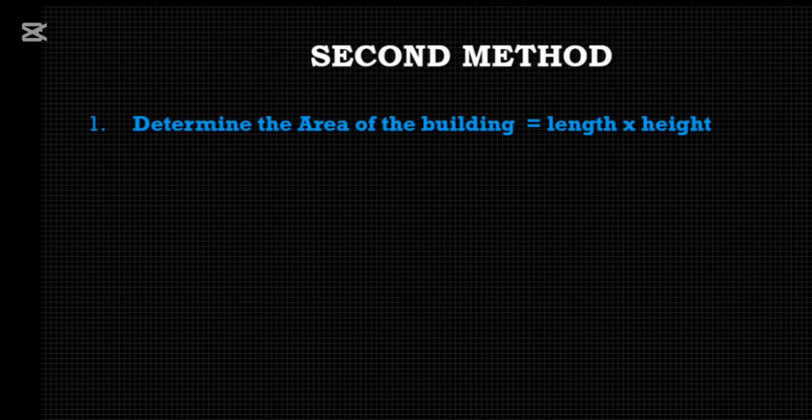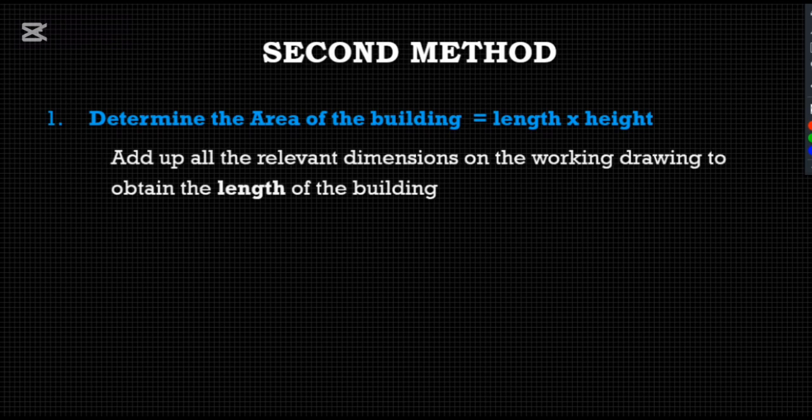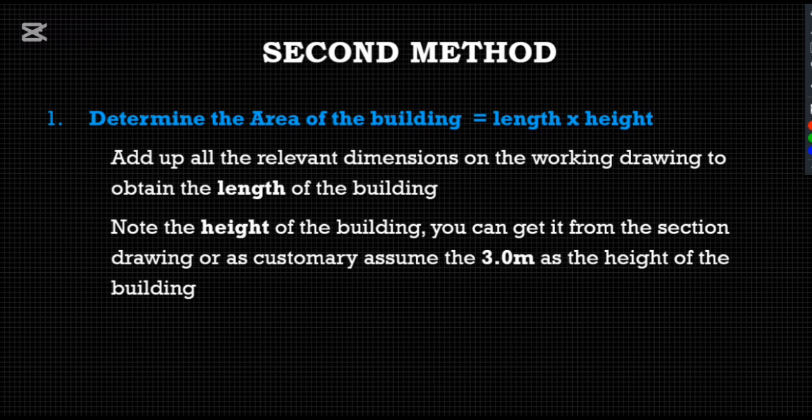The first thing you have to do is to determine the area of the building. As we all know, the area of a building is length times height. How do we get the length? You add up all the relevant dimensions on the working drawing to obtain the length of the building. Having done that, you go to the section area. In every architectural drawing, you have a section area. Go there, look out for what is written as the height of the building. As customary, we assume that the height of a building is 3.03 meters. So it will give us the parameters that we need to calculate the area of the building.